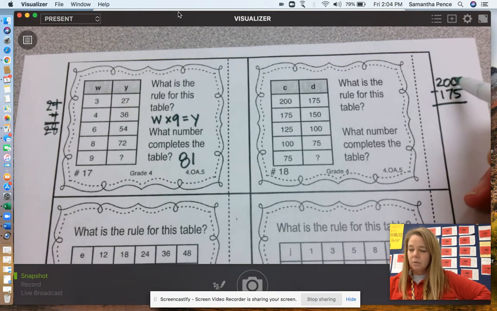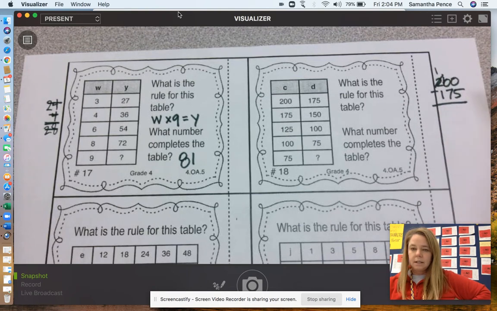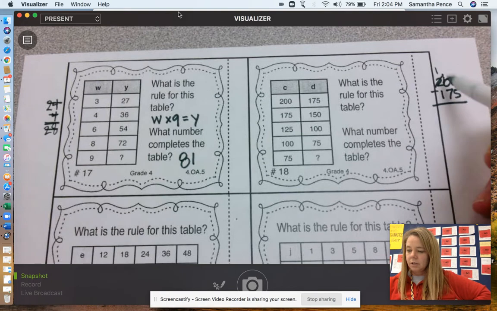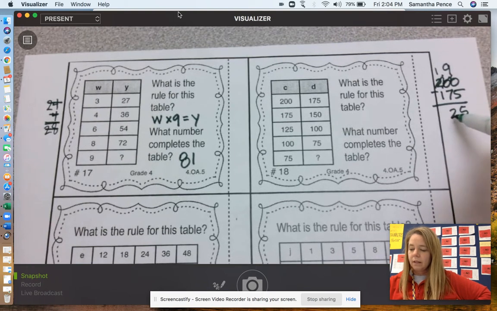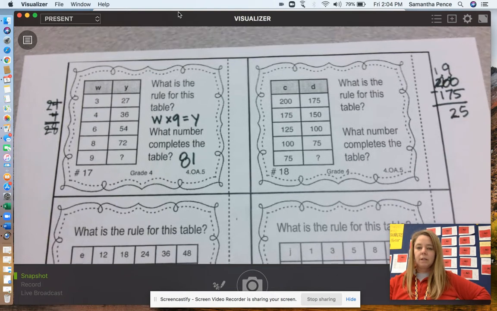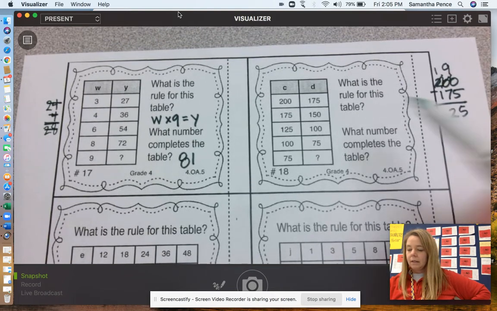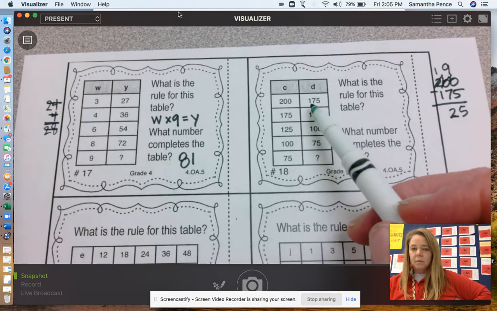I'm going to do some regrouping. The 2 becomes a 1, and I'm going to move 10 tens to the tens column. That doesn't help me in the ones yet, but now it does. I've got something to regroup. That 10 is going to become a 9, and I'm going to move 10 ones. So I have 10 minus 5 is 5. 9 minus 7 is 2. I don't have any in the hundreds column. So it looks like I'm subtracting by 25.